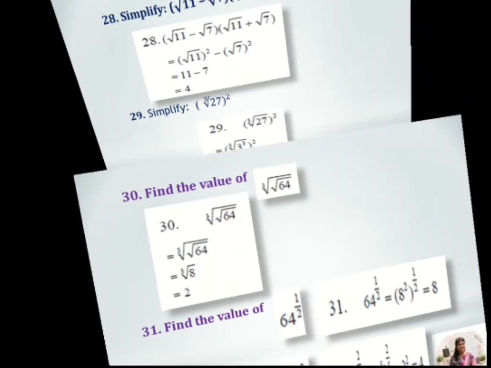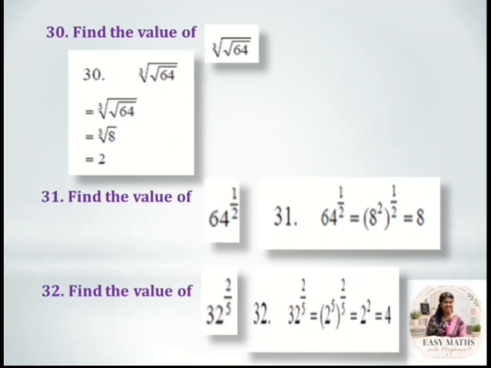Question number 30. Find the value of cube root of square root of 64. Here, cube root of square root of 64. Square root of 64 is 8. So, cube root of 8 is 2.